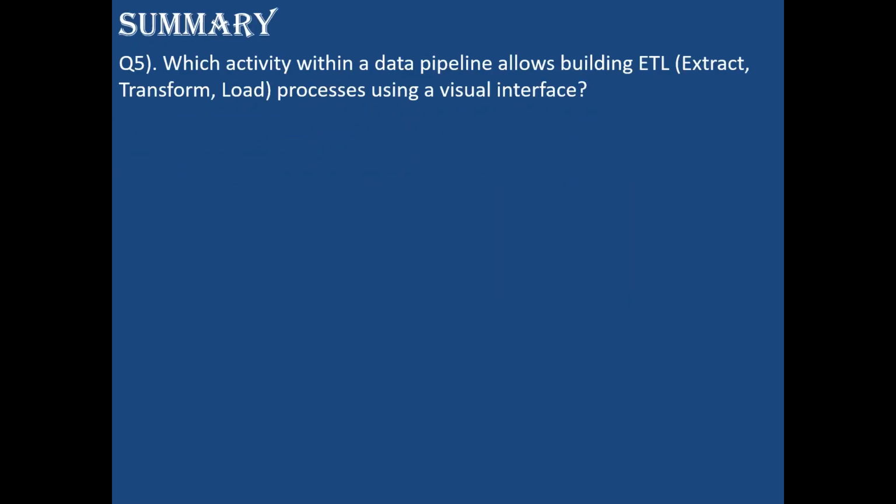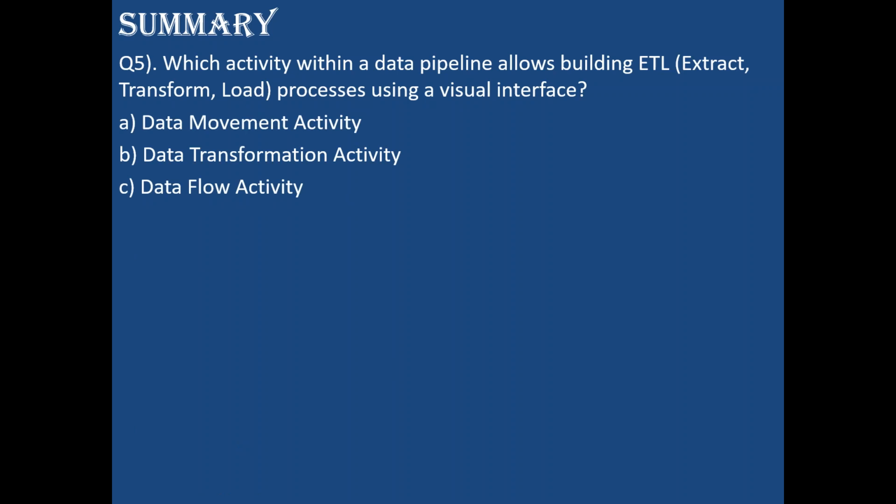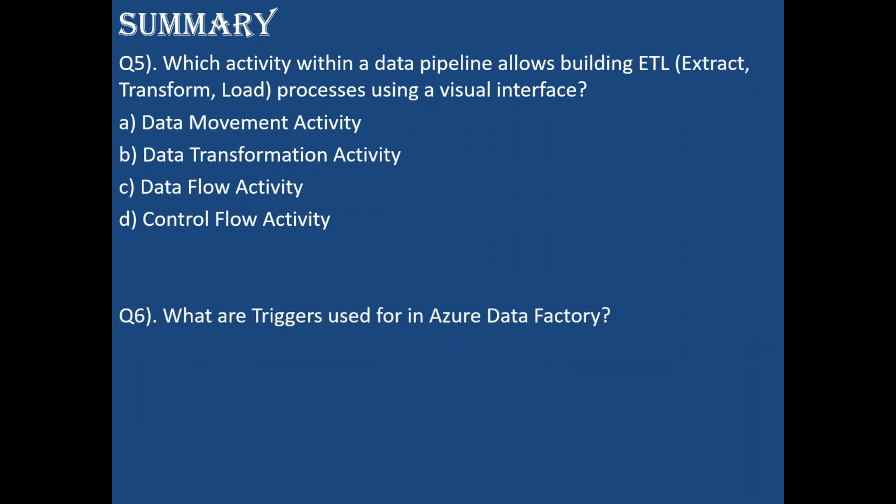Next, which activity within a data pipeline allows building ETL process using a visual interface? Data movement activity, data transformation activity, data flow activity, control flow activity. Remember, to execute the data flow, which is basically an ETL process using the visual interface without writing code, we can build all the data transformation ETL jobs without writing any code using the data flow. So to execute that data flow, we have an activity called data flow activity. The right answer is C.